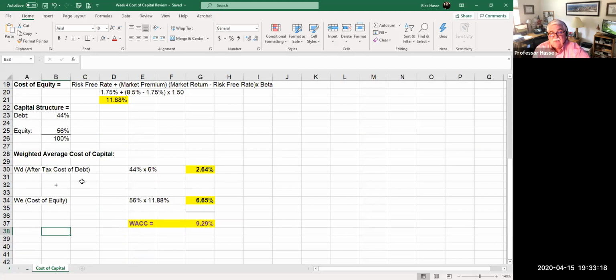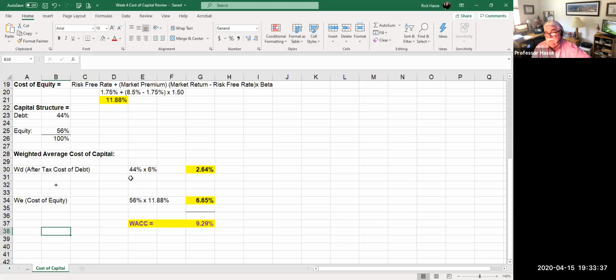What does it cost us for debt in the company? What does it cost us for equity in the company? And the combination of those two, based on the percent of the capital structure of those vehicles, gives us our weighted average cost of capital.